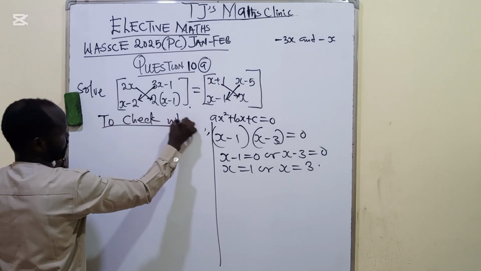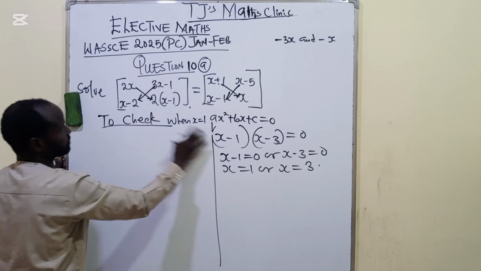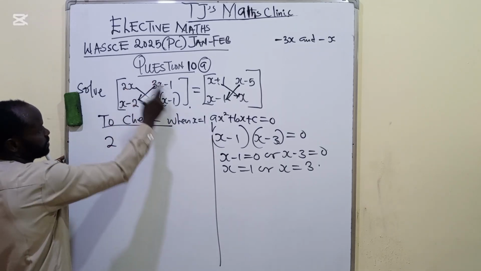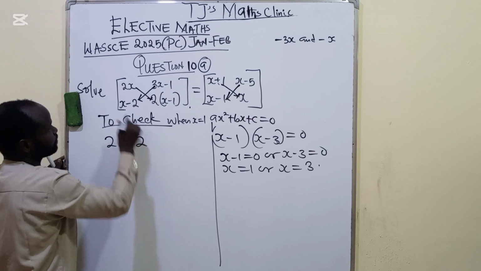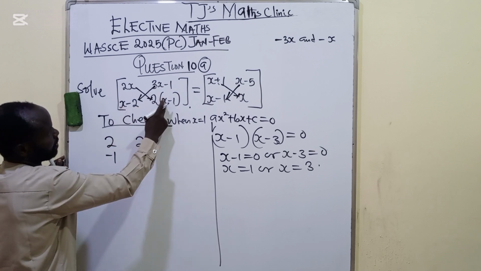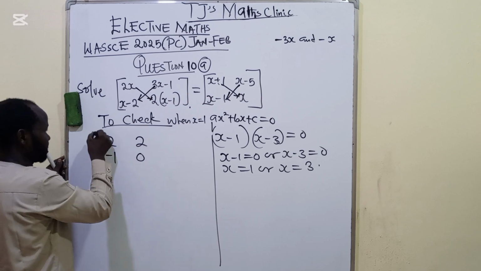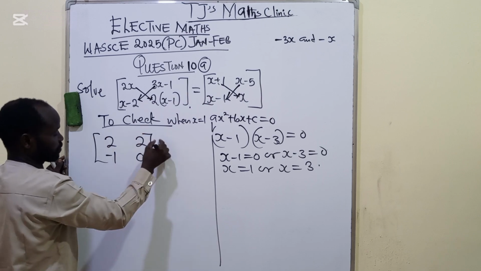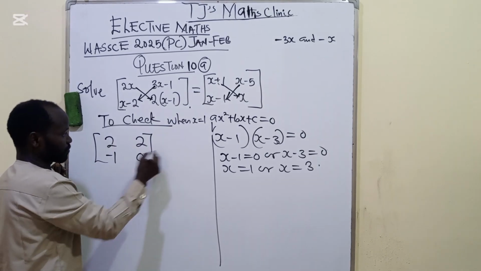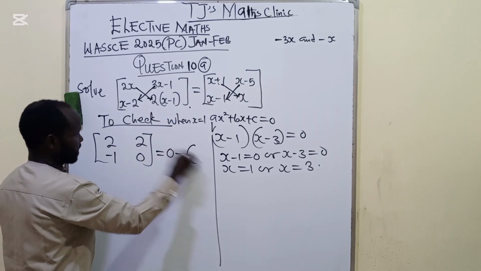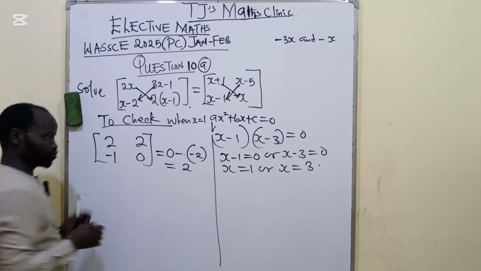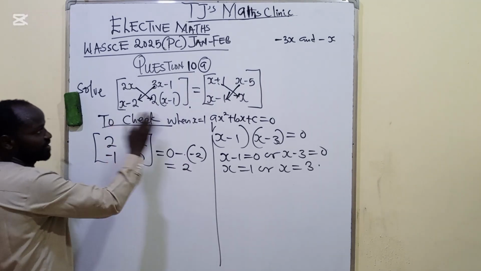When x is 1, what are we going to have? When x is 1, let's substitute. This will be 2. 2 times 1 is 2. 3 times 1 is 3 minus, that's 2. 1 minus 2, that's minus 1. 1 minus 1 is 0, here will be 0. Let's find the determinant of this. Is it going to be the same as that of the right hand side? Leading diagonal, that's 2 times 0 is 0. Minus 1 times 2, that's minus 2. The answer will be 2. For our left hand side, we have 2.